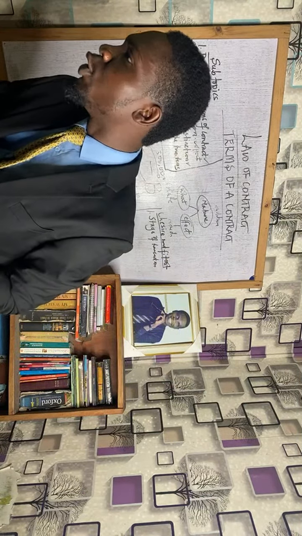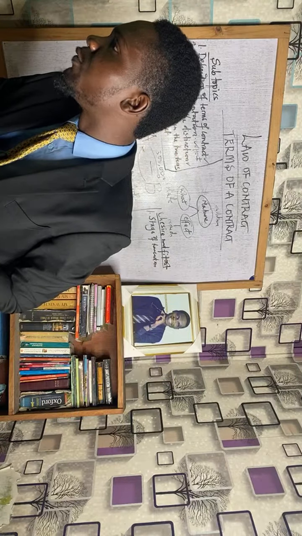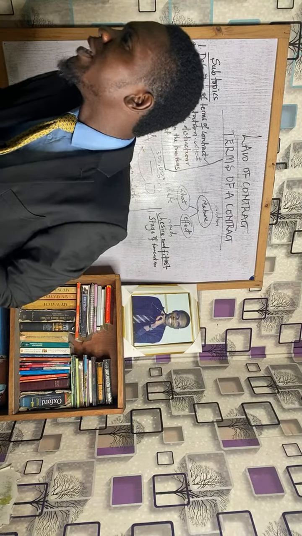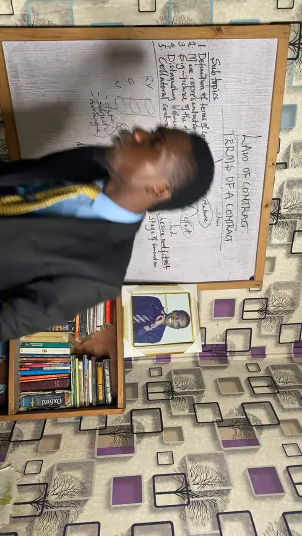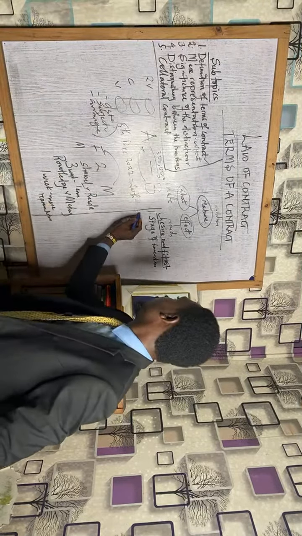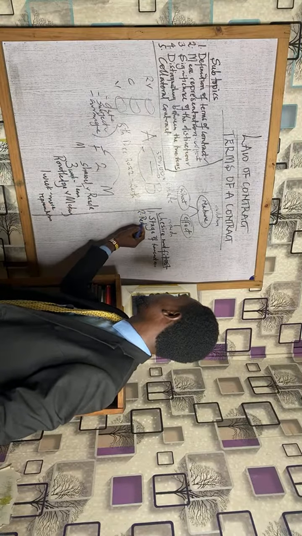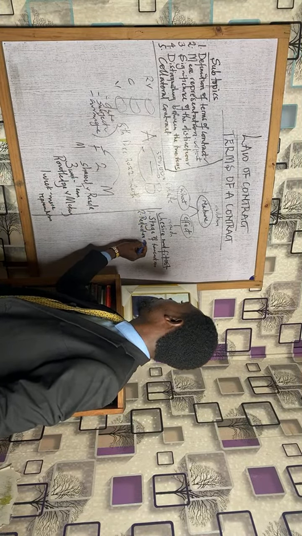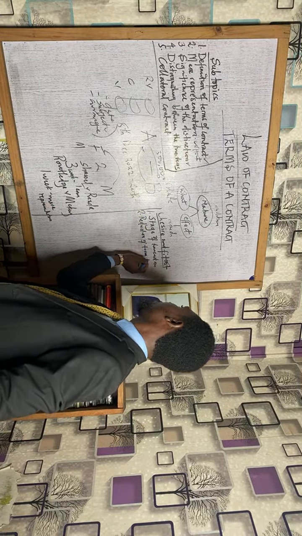Let us look at the second rule that Treitel and Chitty gave to us, and that was whether the statement was later followed by a reduction of the term to writing. Reduction of the term to writing.